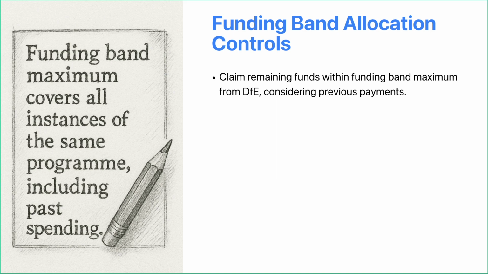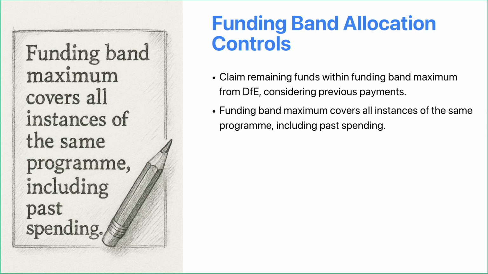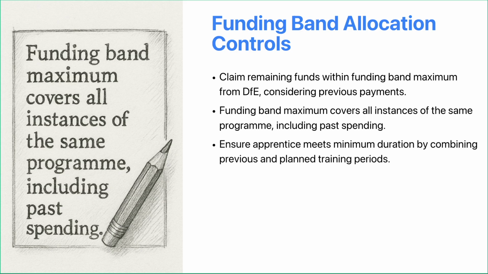An important rule is that you can only claim the balance of funds remaining within the funding band maximum from the DfE, taking into account funds already paid to previous providers. The funding band maximum applies across all instances of the same program, so you need to account for all previous spending. Additionally, you must ensure the apprentice meets the minimum duration criteria, for example by adding the time they spent on program with the previous provider to the planned duration you identify as necessary to complete their training.